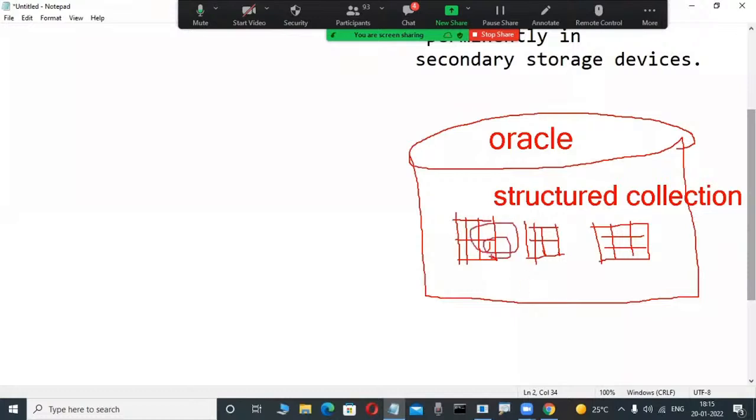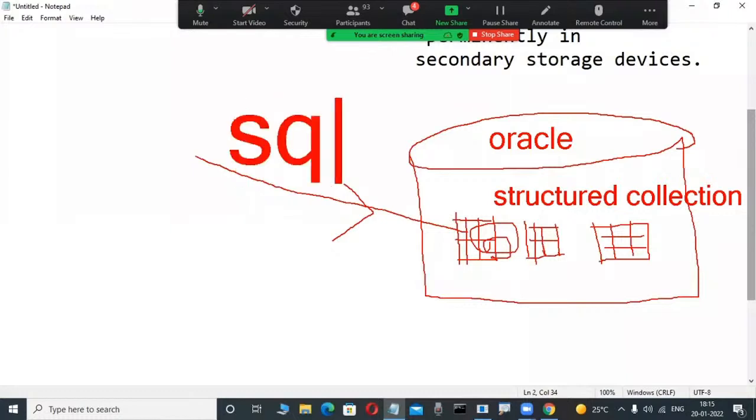Once we have a structured collection of data, to operate on this data some language is required. What is that language? Maybe anybody has an idea? SQL, structured query language. Through this language only, we operate on the structured data in relational databases. But MongoDB, those types of databases are different. There is no SQL; it is JavaScript and those types of languages. But SQL is one separate language.